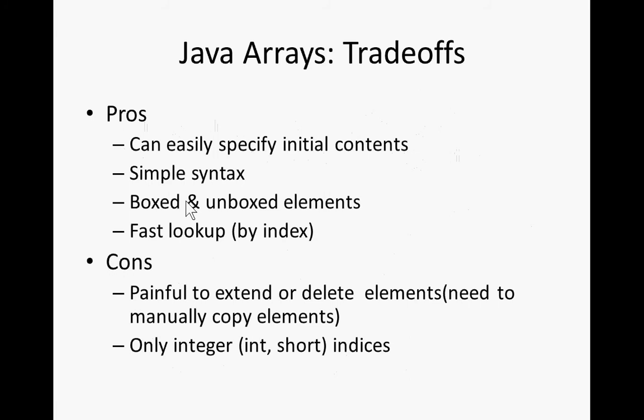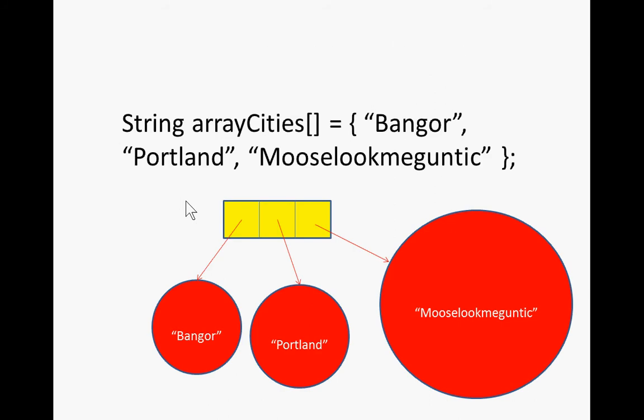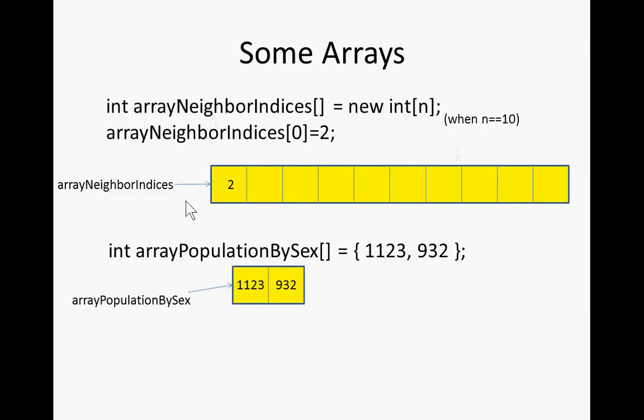Okay, so let's talk about Java arrays of this sort. What are the pros and cons here? Pros are that you can easily specify the initial contents. I mean, this is very, very practical. You can easily do something like this or something like this. You don't have to go one by one and list what they are. You could just directly allocate it like this.